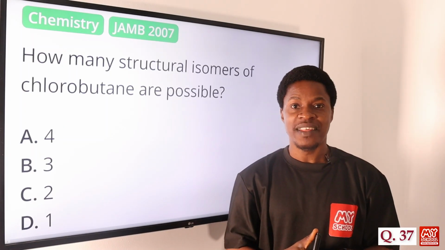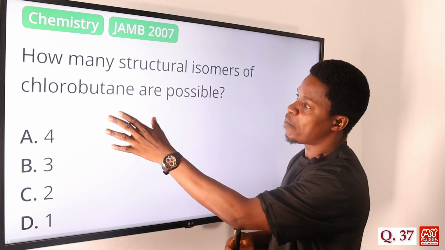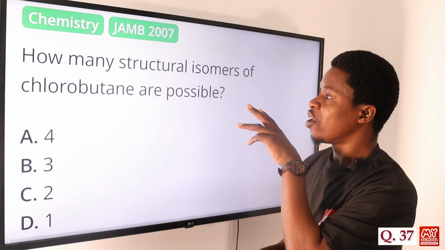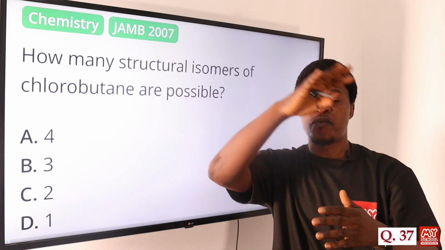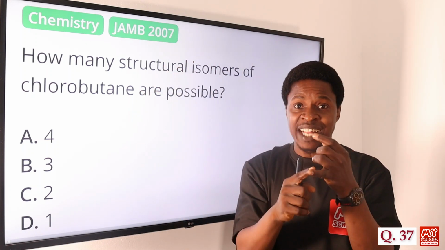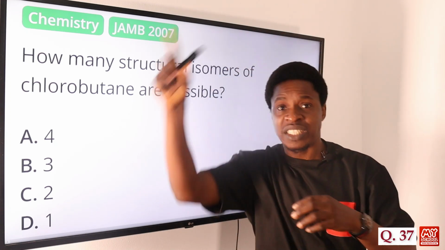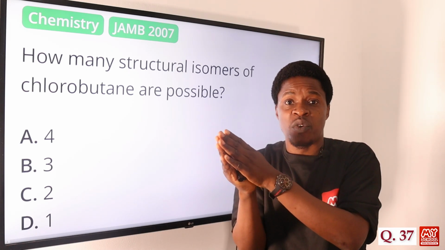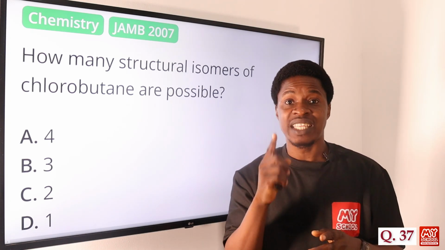Now let's move on to question number 37. How many structural isomers of chlorobutane are possible? When we talk about structural isomers, how many isomers, that is, different forms in which the compound can exist. The number of atoms that make up that compound remains the same, but you can change the configuration. Maybe CH3 is on one carbon, and at another time it is on another one, obeying the rules. Of course, there are rules that must be obeyed.